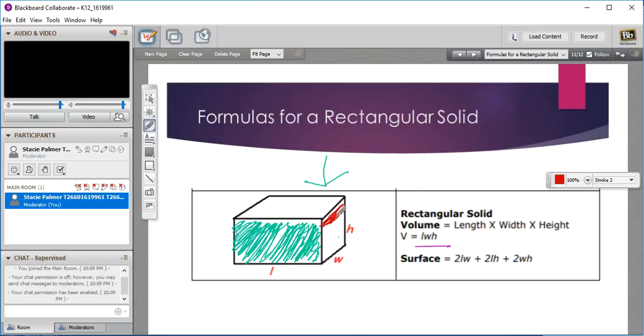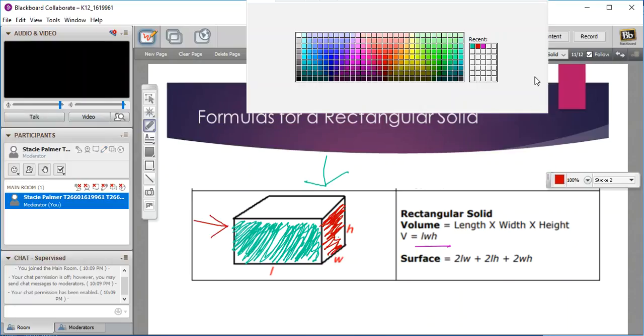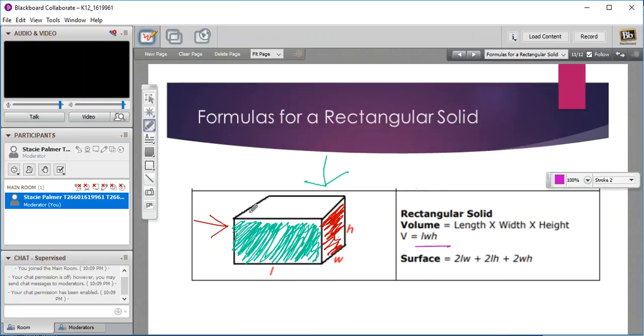And then we have this surface, and again, there's a matching one on this other side. And then the last ones we have are our top and our bottom, and we know that those also match. So that's how we get 2 times the length times the width plus 2 times the length times the height plus 2 times the width times the height to find our surface area.